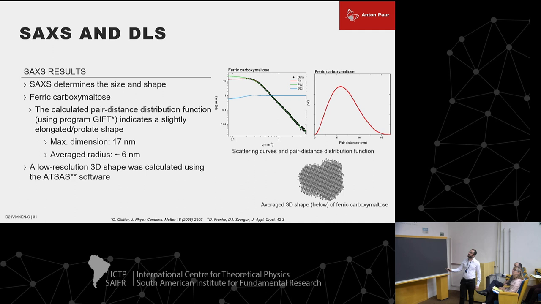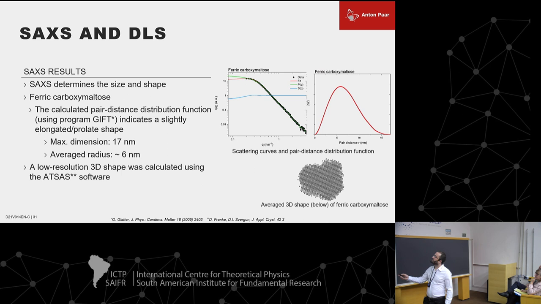And with the maximum dimension of around 17 nanometers, and with the median radius of around 6 nanometers, so the median diameter is around 12 nanometers. From these results, using the ATSAS software, we are able to create a low-resolution 3D shape of this material, analyzed in accordance with the numerical results found for this ferric carboxymaltose.